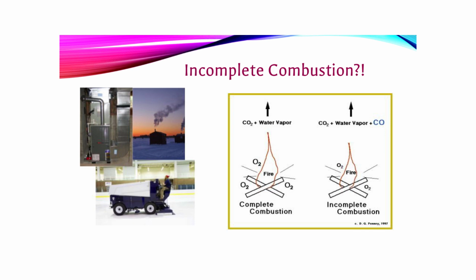So when we say incomplete combustion, what are we really talking about? Well, I think it's easiest to take a look at a campfire example. In a campfire, you're burning wood, and wood is essentially a hydrocarbon. So wood is some version of carbon and hydrogen, and there's of course other stuff besides just carbon and hydrogen, but that's mainly what it is.